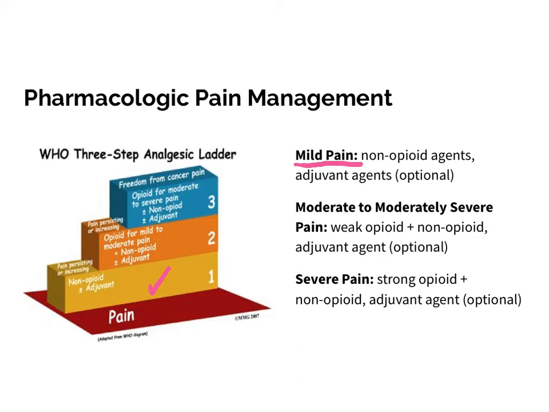Moving up the ladder to moderate to moderately severe pain, the WHO recommends a weak opioid plus a non-opioid, and then adding adjuvants if needed. For patients with severe pain or cancer, malignancy type pain, they recommend a strong opioid plus a non-opioid and any adjuvants that might be necessary.